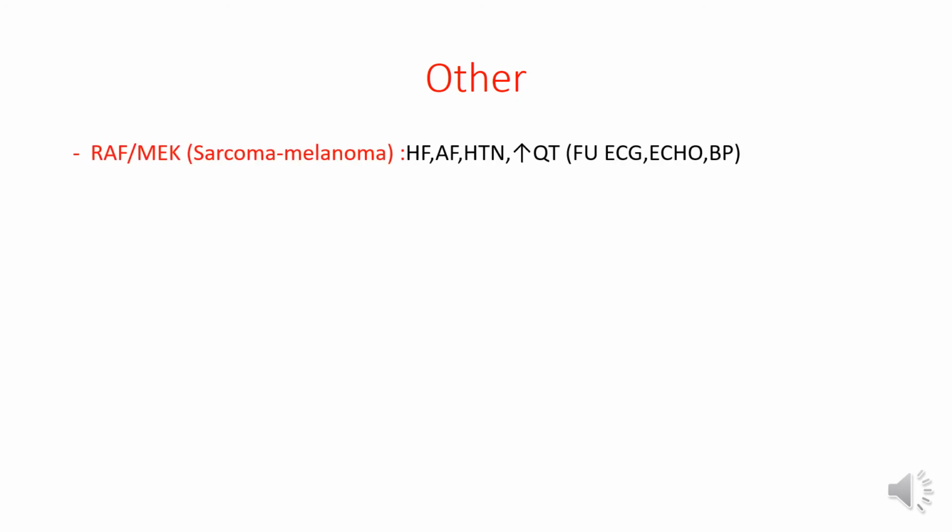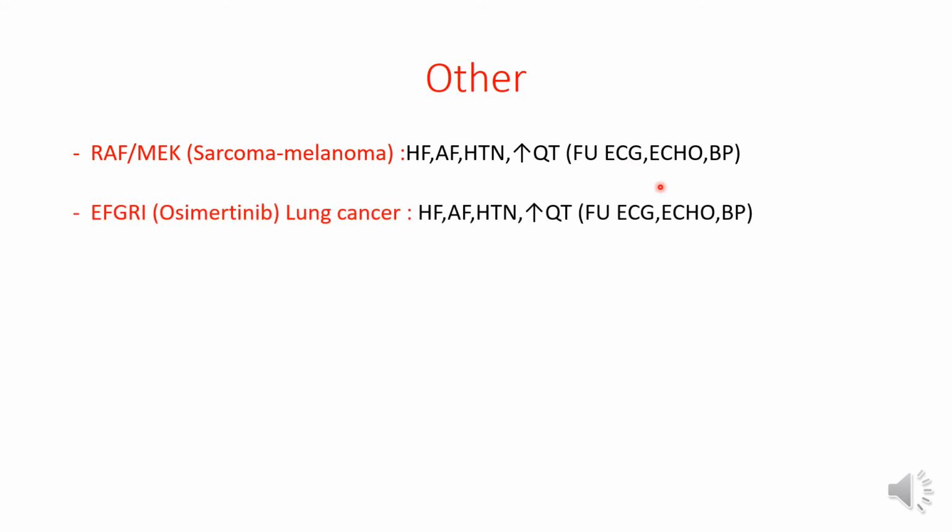Then finally, with a collection of drugs with certain side effects, like the VEGF therapy used for sarcoma and melanoma, these drugs might cause heart failure, atrial fibrillation, hypertension, or prolonged QT. So monitoring during therapy with ECG, echo, and blood pressure is essential. The same with epidermal growth factor receptor inhibitor osimertinib, used in non-small cell lung cancer: the same side effects and same surveillance.